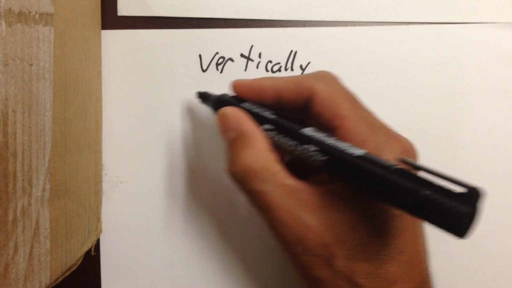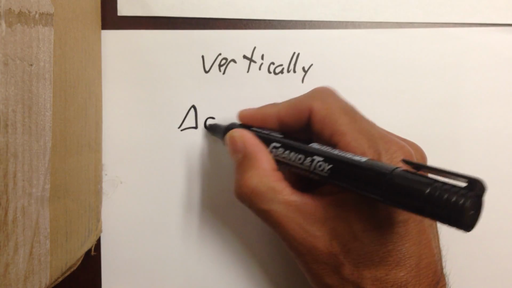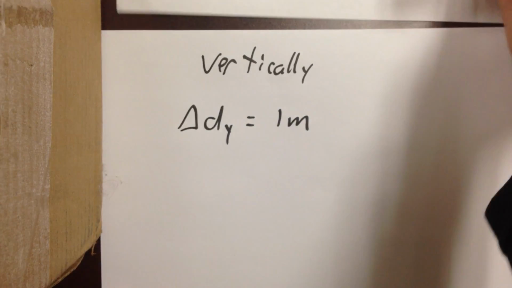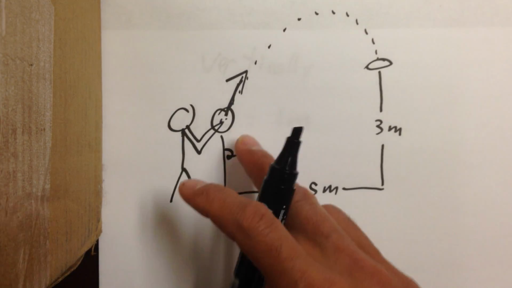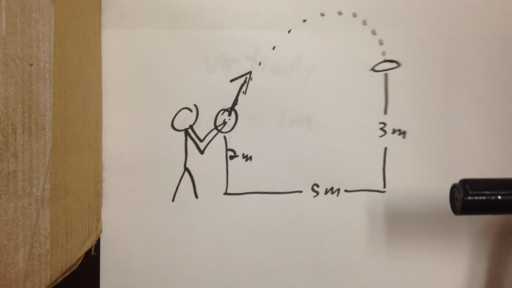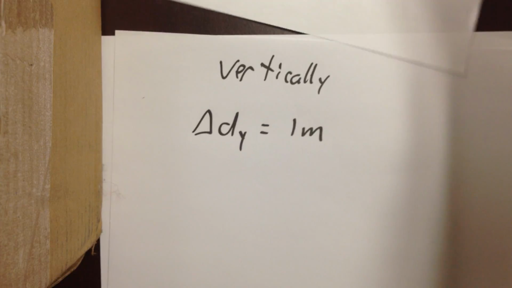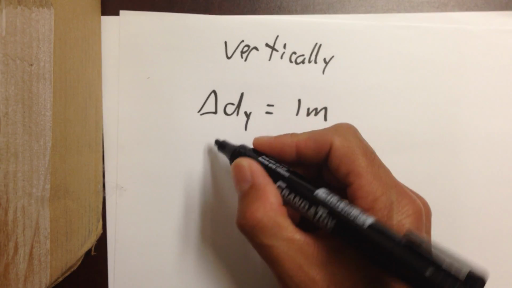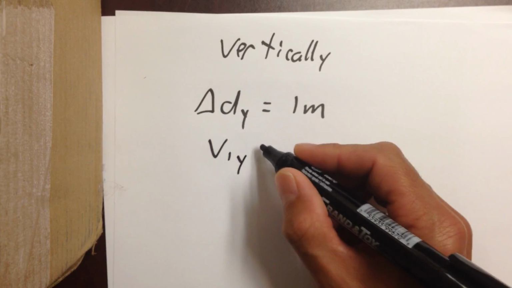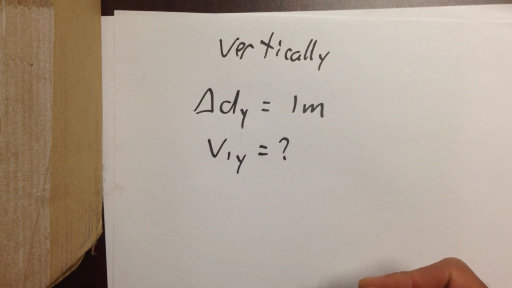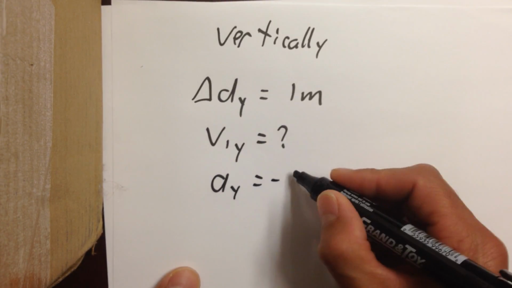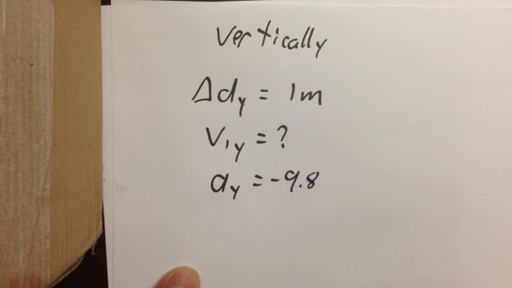So vertically, the displacement of the ball in the y direction is 1 meter. We're starting at a height of 2 meters. We have to finish at a height of 3 meters, so we've got to go 1 meter up. I've not given the velocity vector, so we don't know, but we know we're going to need an initial velocity in the y direction. Acceleration due to gravity is 9.8 meters per second squared.